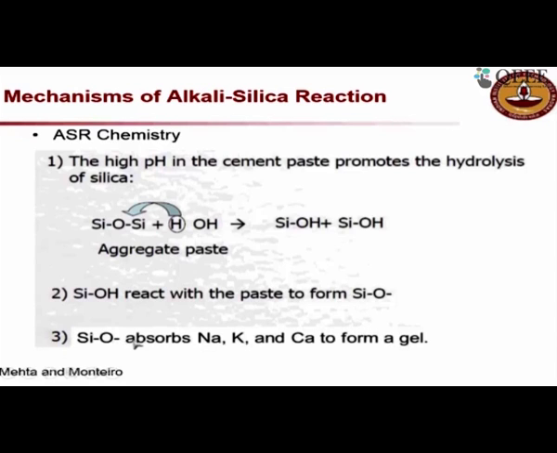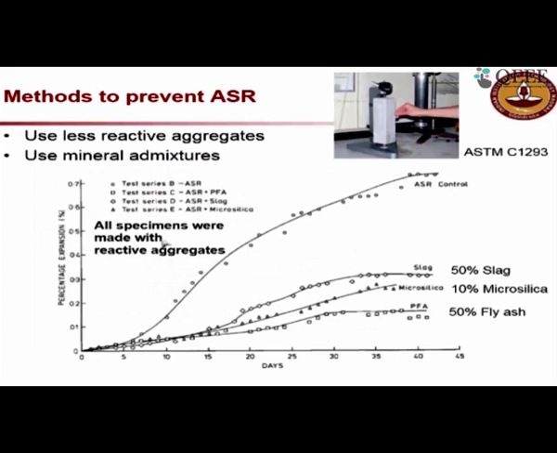This gel can have a larger volume, which will create expansive pressure, or at the same time the gel will absorb more moisture and swell. There are a couple of mechanisms which people talk about. Anyway, the bottom line is that if you have reactive aggregates present in a high pH, alkali-rich environment, you can have a gel formation which we call silica gel. That gel can have a larger volume, or will create expansive pressure in the voids or interfaces around the aggregate, and eventually it will crack the aggregate. The pressure is so high that it can actually crack the aggregate.